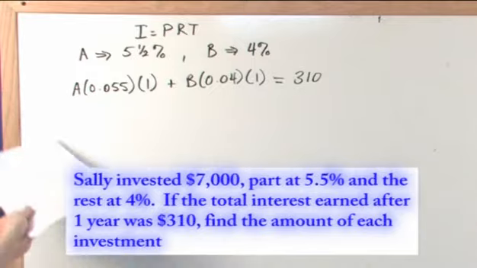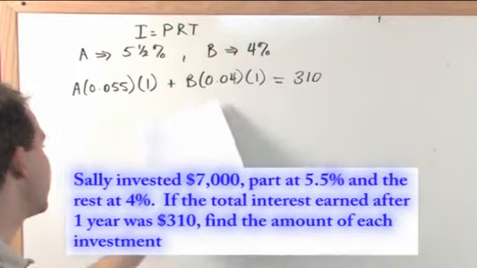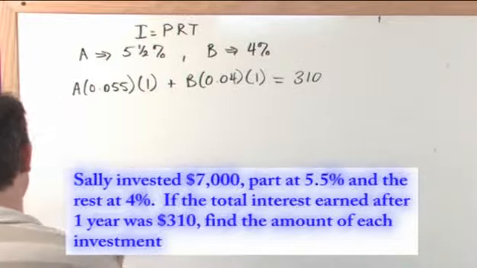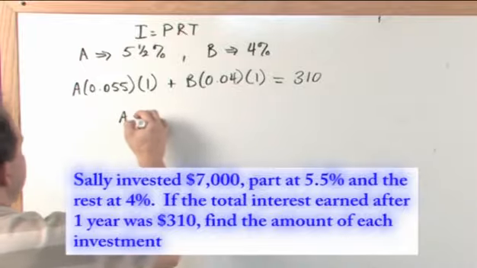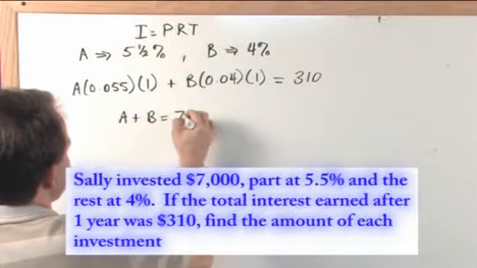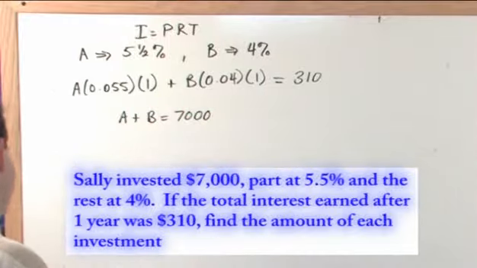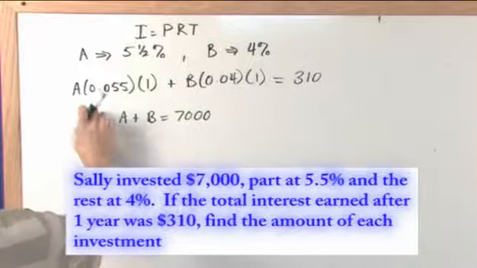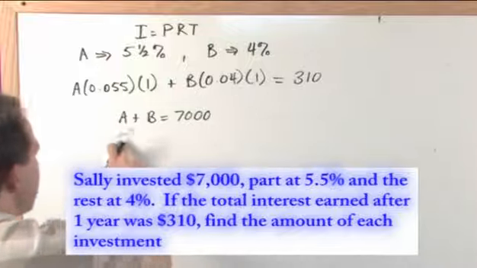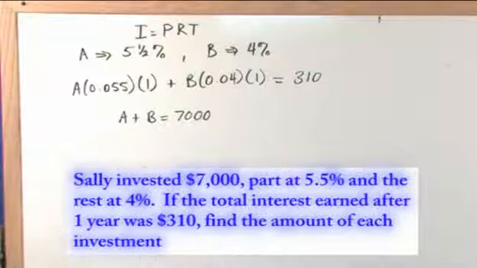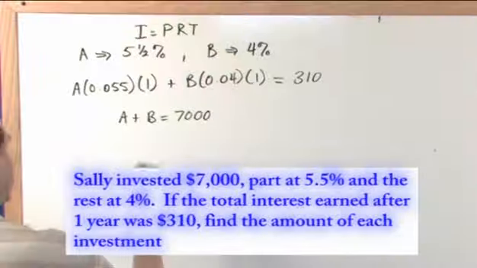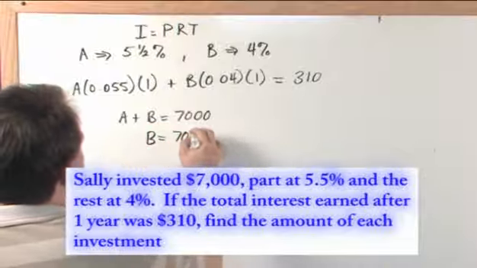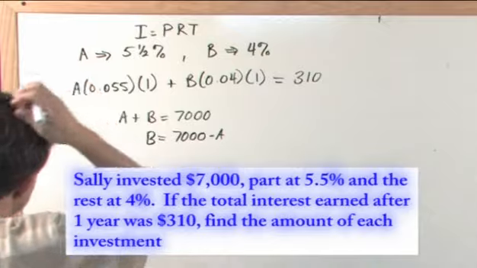So the same thing as before. I've got an equation with amount A and amount B, okay? But again, I know how A and B are tied together, because I know that amount A plus amount B is equal to $7,000, because I was told in the beginning that Sally invested $7,000. That means part of her $7,000 went into A and part of it went into B. So A plus B must be equal to $7,000. So I'm going to go ahead and solve this for B. 7,000 minus A. Just subtract A from both sides.